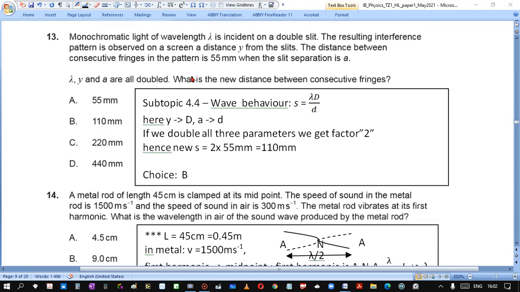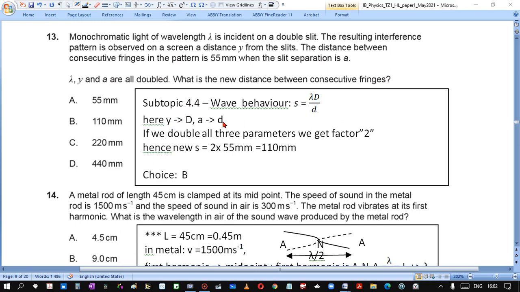Question 13. Monochromatic light of wavelength lambda is incident on double slits. The resulting interference pattern is observed on the screen at a distance y from the slits. The distance between consecutive fringes in the pattern is 55 mm when the slit separation is a. So lambda, y, and a are doubled. What is the new distance between consecutive fringes? So the subtopic gives us distance between fringes equals lambda D over small d. So here we change the distance to screen y to D.